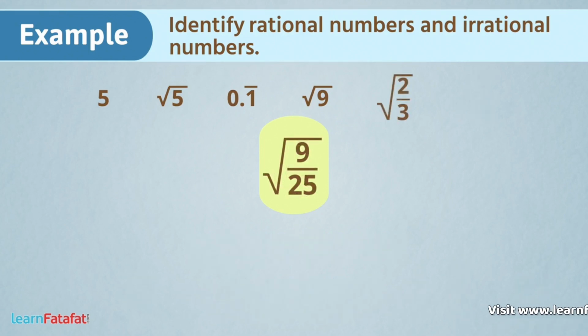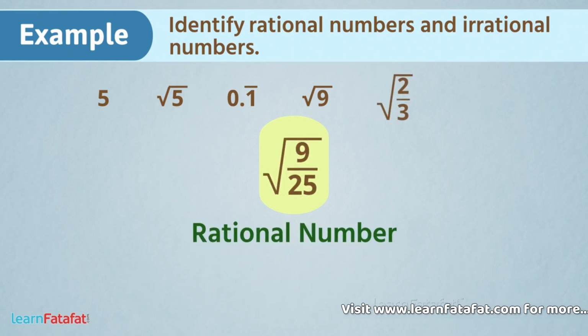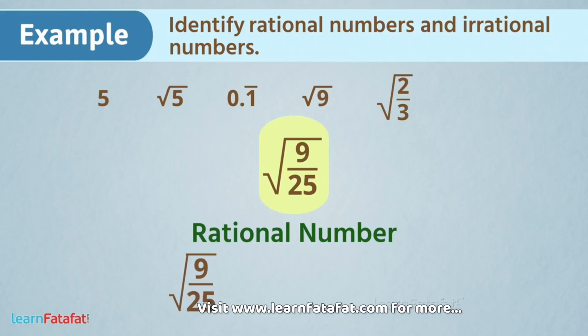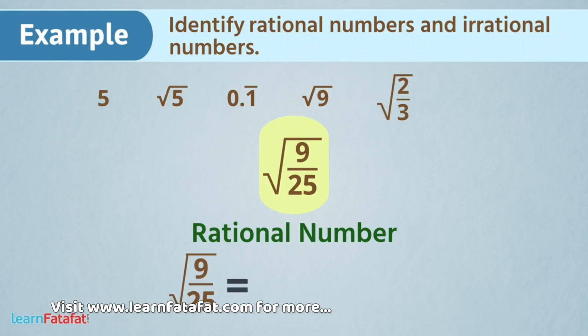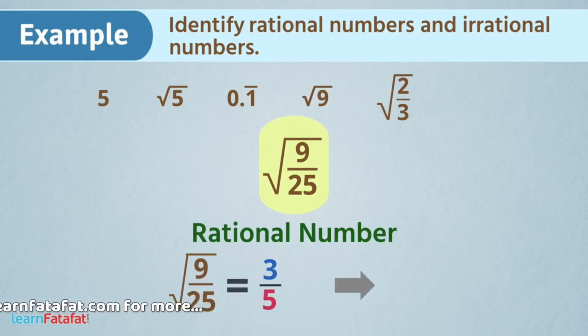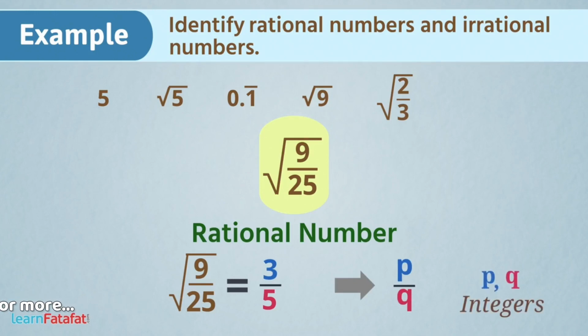Root 9 by 25 is rational as we can simplify root 9 upon 25 as 3 by 5, with which we get the ratio of integers and the denominator is not 0.